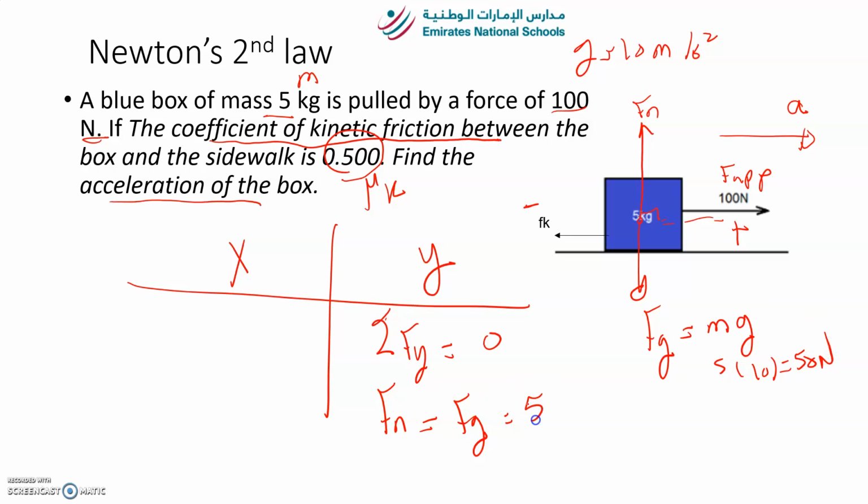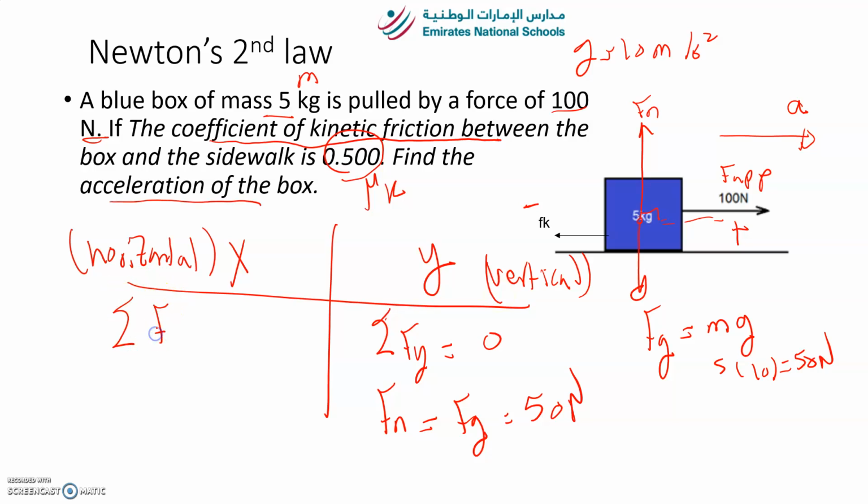So Fn will equal 50 Newton. Here I have motion in the x direction, which means horizontal. Y means the vertical direction. Since I have motion, it will be Newton's second law: the summation of forces in the x direction, or horizontal direction, will equal ma, mass times acceleration.